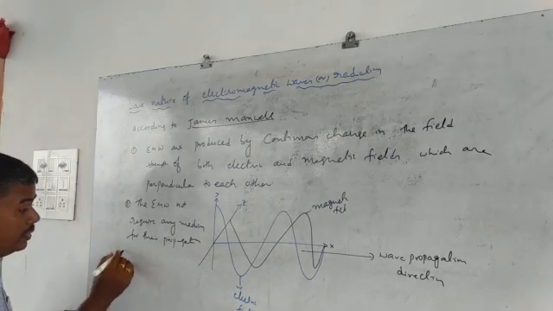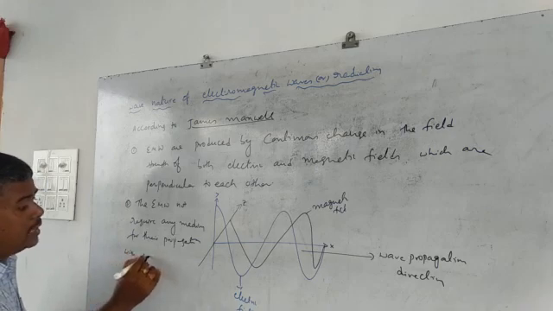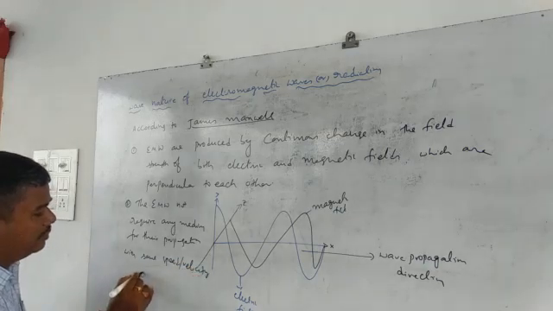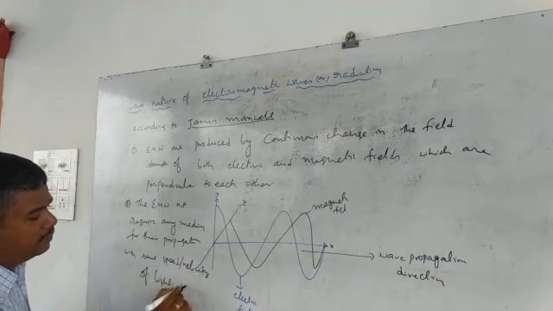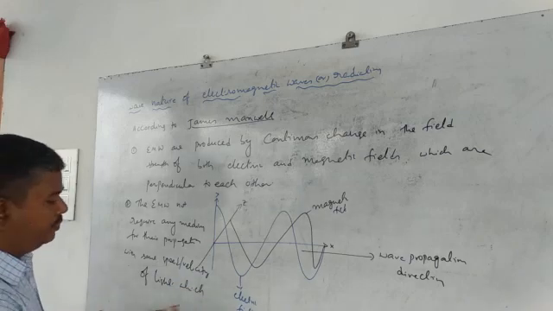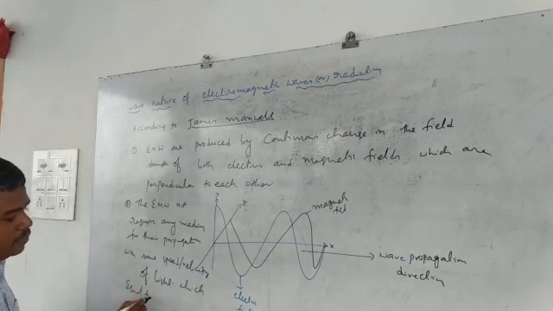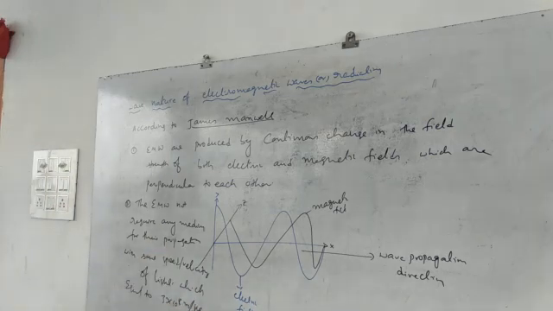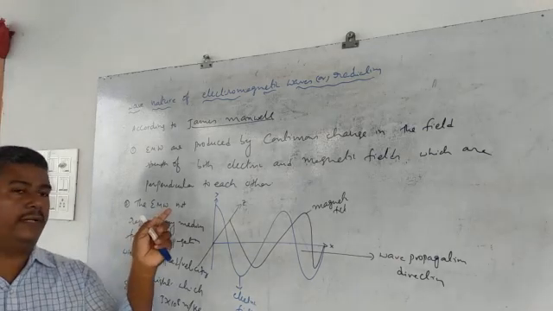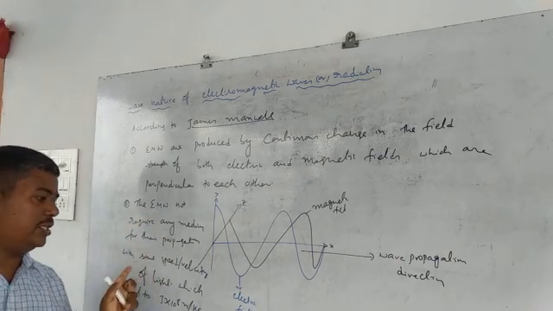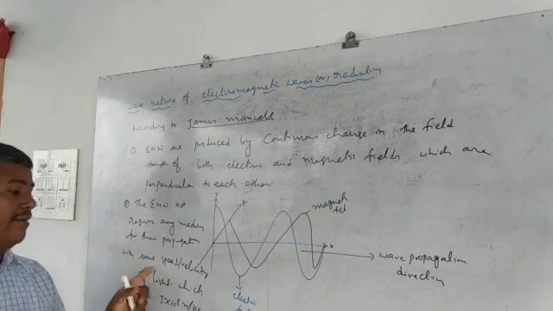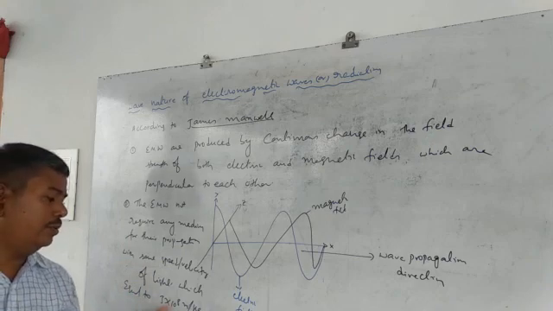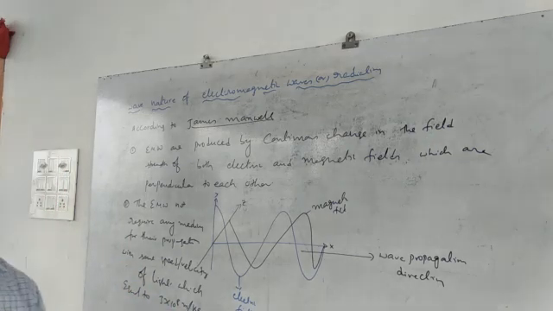And one more thing, they travel with the same speed or velocity as light, which is equal to 3 into 10 to the power of 8 meters per second. So electromagnetic waves do not require any medium for propagation, and they travel with the velocity of light, that is 3 into 10 power 8 meters per second.